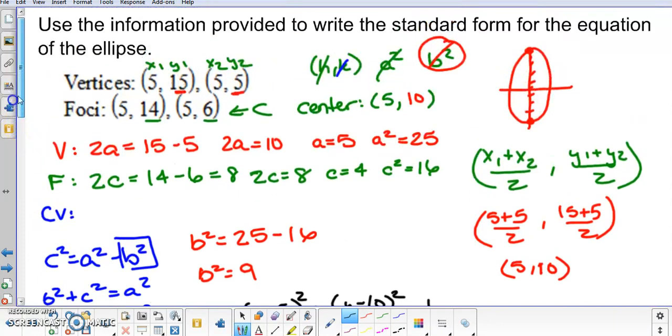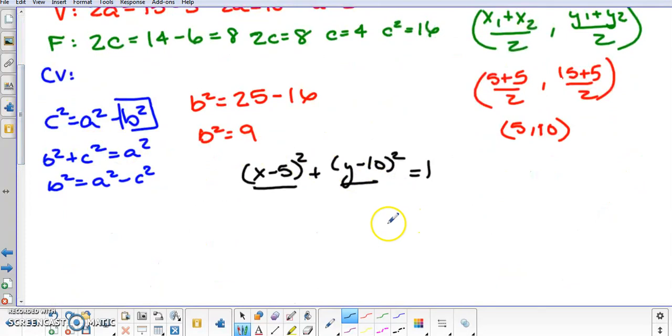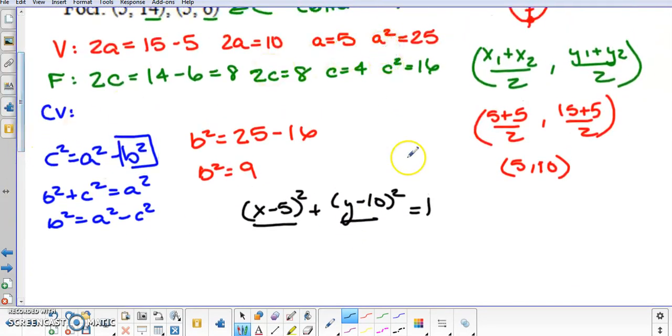Well, remember at the beginning I said that this was vertical because this is changing on my y-axis. Every coordinate along my y is changing. So my vertices, which are my longest axis, are changing on the y's. So if I'm going backwards, if I put my vertices underneath the y, I'd have 25 here, and then I would have 9 here because that's my b squared.